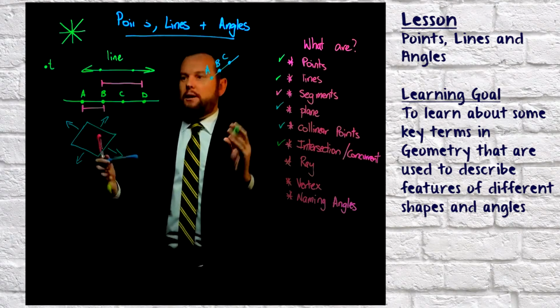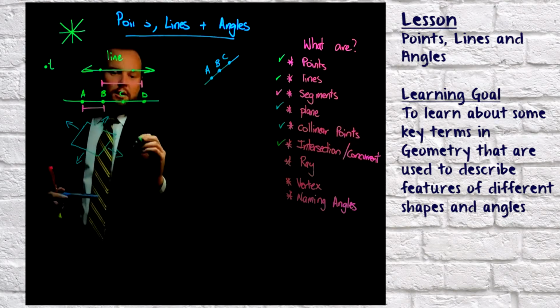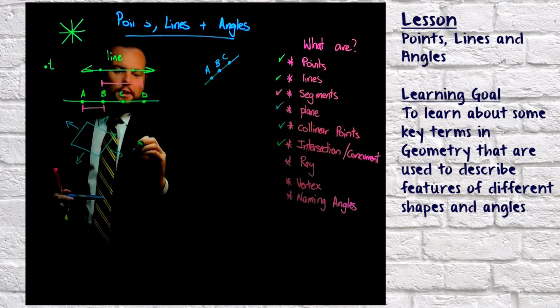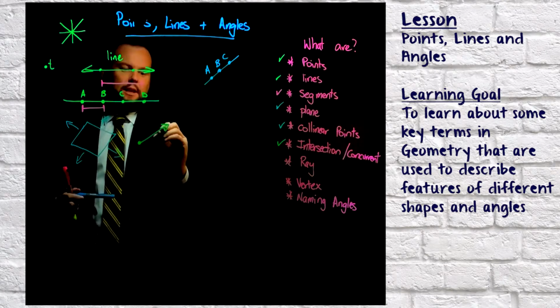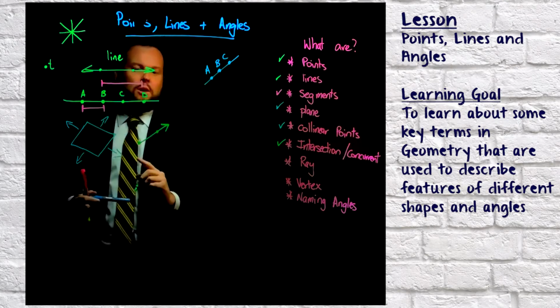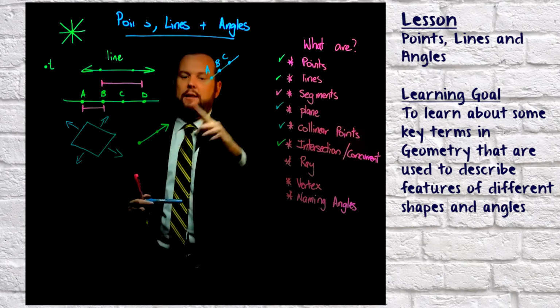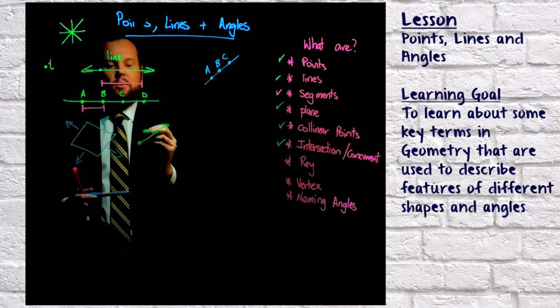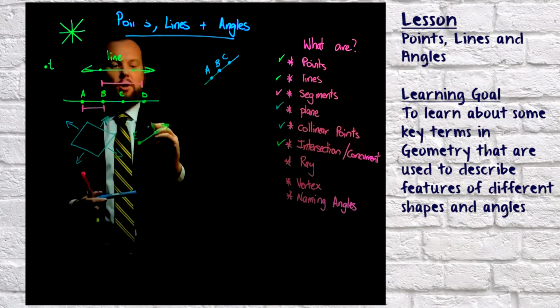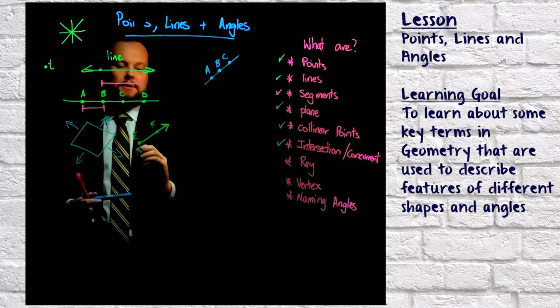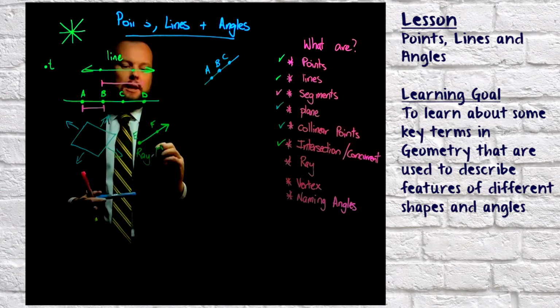Okay? Ray. Ray is a good one. I like rays. Rays start at a point and then they extend indefinitely in one direction. So they start and then they extend. A ray, we always give it a name. So this ray we're going to call ray EF. So that would be ray EF.